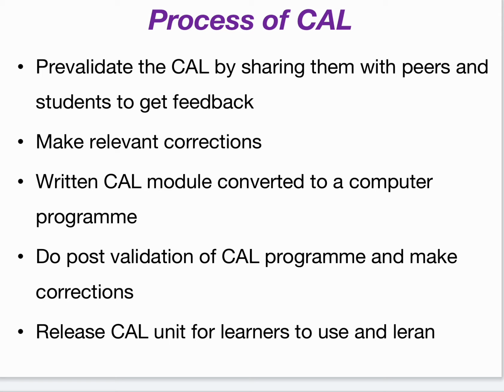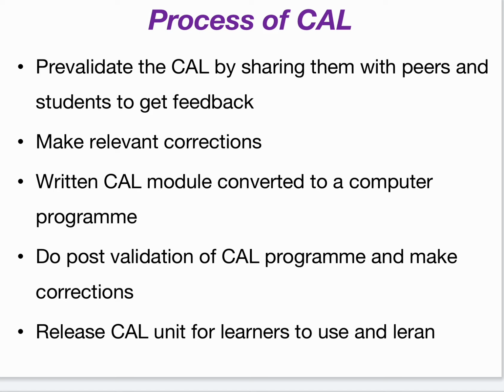A written computer assisted module is converted to a computer program. Initially it was in written form and then we convert it into a computer program. Do post validation of the CAL program and make corrections. Once the computer program is on, you have to do a post validation and again, according to the feedback, make corrections. Once all this is done, you can release the CAL unit for learners to use and learn.